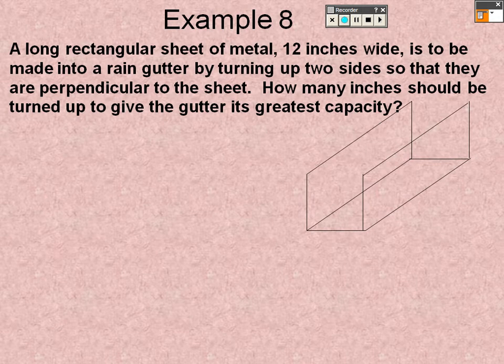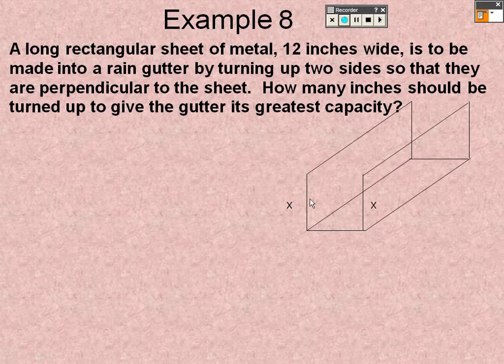Example 8. A long rectangular sheet of metal 12 inches wide is to be made into a rain gutter by turning up 2 sides. So you have a flat sheet of metal, you're just going to bend up the 2 sides so they are perpendicular to the sheet. How many inches should be turned up to give the gutter its greatest capacity? Greatest capacity, that's your key word there. Another word for greatest is maximum. So to find your maximum value is what we're looking for here.